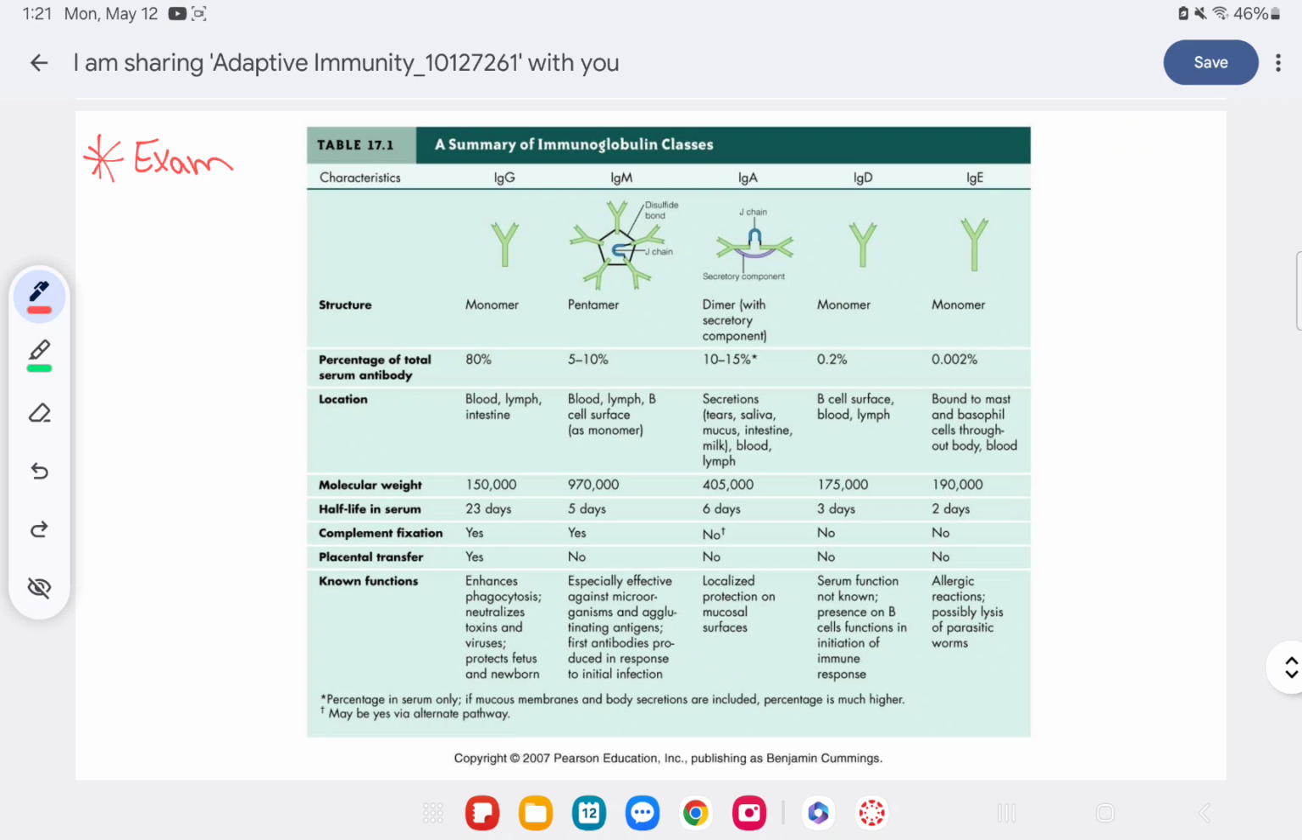I was going to ask, I know it says it's the dimer structure? So it's two, see how there's two Ys? That's what dimer means, just two. And it says it has a secretory component, these are sugars. How does that help? The sugars?